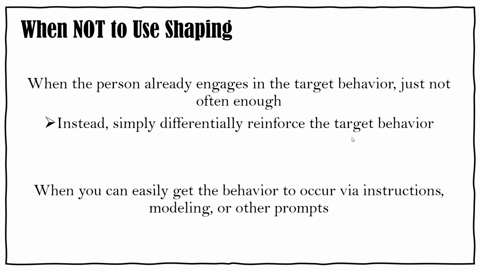and then if that's not happening, if it's not happening enough, then you can use instructions, modeling, prompts, things like that. So if the kid is maybe more higher functioning, and you can get the behavior to occur by using those instructions, modeling, or prompts, a lot of times that's a better strategy because it's more efficient. You can get the behavior to occur more quickly using prompts and modeling than you can with shaping.